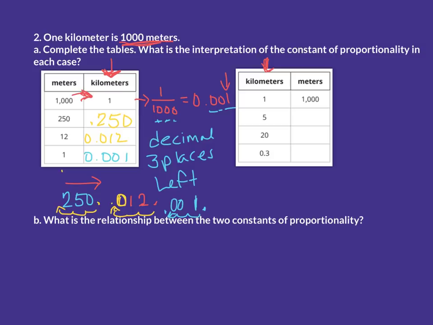Okay, so now remember we're going in reverse. So in this case, to get from left to right, how do I get from 1 to 1,000? I'm still multiplying, but this time times 1,000. Now, you should remember that when you're multiplying by 1,000, I have 3 zeros. So this time I'm going to move the decimal not to the left, but to the right 3 places.